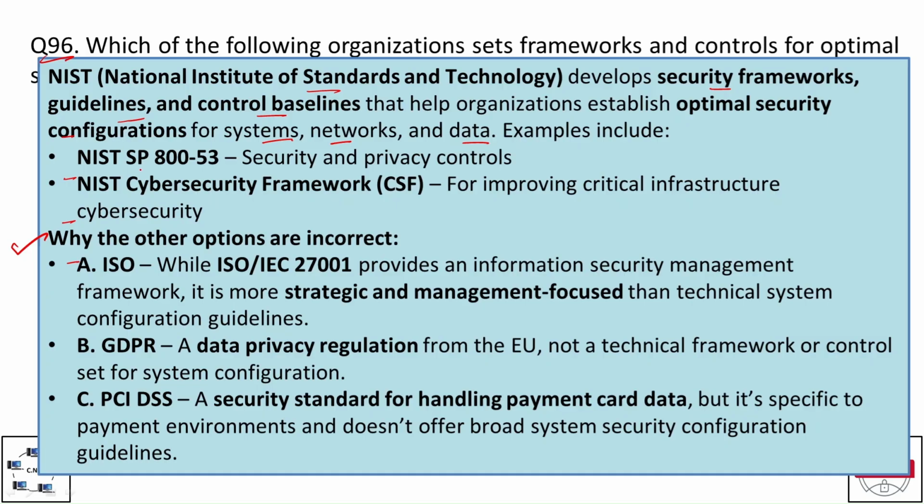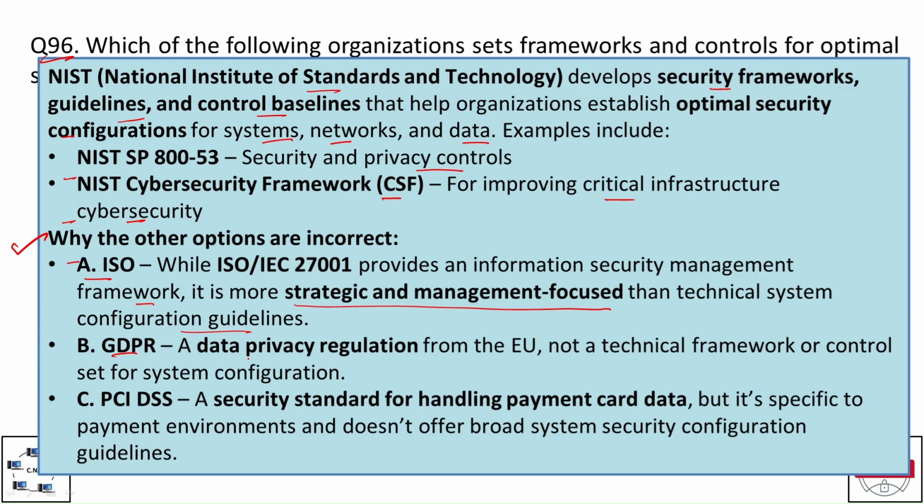Examples include NIST SP 800-53, which is a security and privacy control standard, and the NIST Cybersecurity Framework, or CSF, which is used for improving critical infrastructure cybersecurity. So why are the other options incorrect? Option A, ISO. While ISO 27001 provides an information security management framework, it is more strategic and management focused than technical system configuration guidelines.